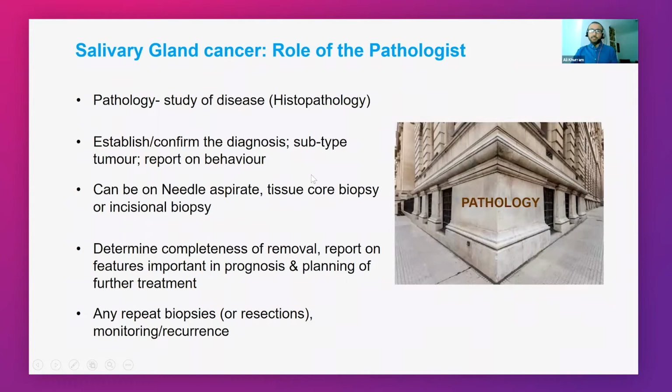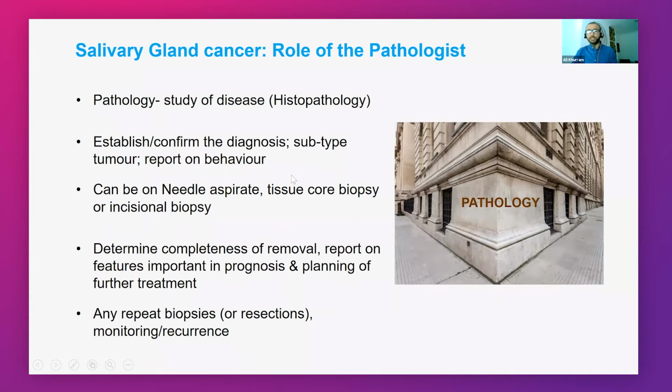As I said, pathology is the study of disease, and it forms a cornerstone of your treatment. The branch that we're dealing with here is called histopathology, which is looking at tissues down a microscope. That's to confirm the diagnosis, the subtype of the tumor, and also try and predict how a certain cancer may or may not behave.